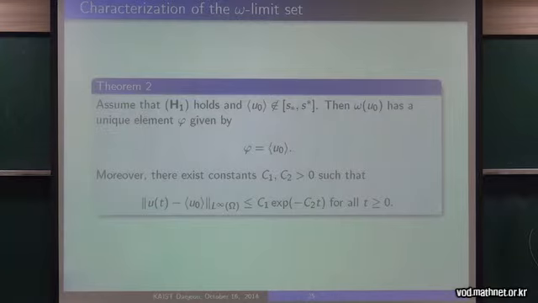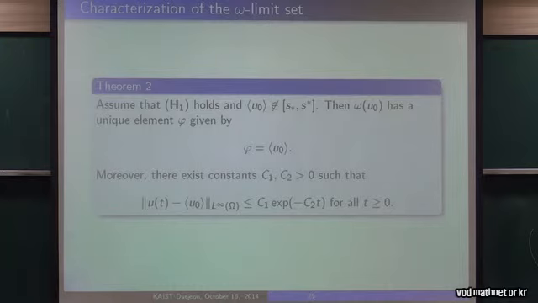And moreover, we have the convergence to stationary solution is exponentially fast. There exist positive constants C1 and C2, such that the L infinity norm of U of t minus average of U naught is less than C1 e to the power minus C2 t.